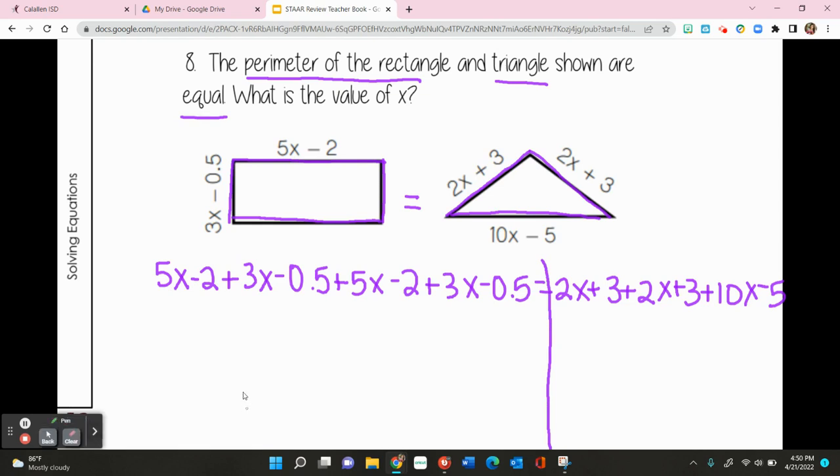So I'm going to switch this to another color. So we're going to be combining like terms. And when we're combining like terms, the first thing we need to do is regroup. So we're going to put our x's together and then our constants together. So here, first thing I see is I have 5x. So I'm going to rewrite 5x. And then I'm going to see how many other x's I have. I have plus 3x, plus 5x, and then plus 3x.